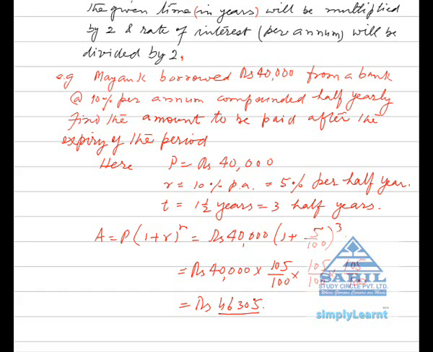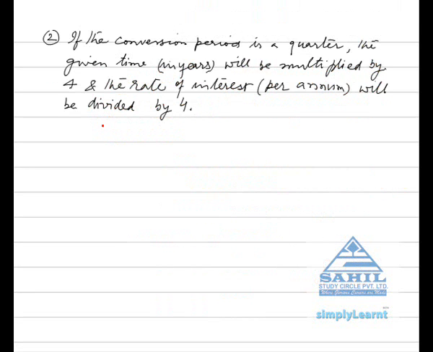Here P is rupees 40,000, R is 10% per annum, which is equivalent to 5% per half year. Time is 1.5 years, which gives 3 half years. A is equal to P into (1 + R) to the power n is equal to rupees 40,000 into (1 + 5/100) to the power 3, which simplifies to 46,305.